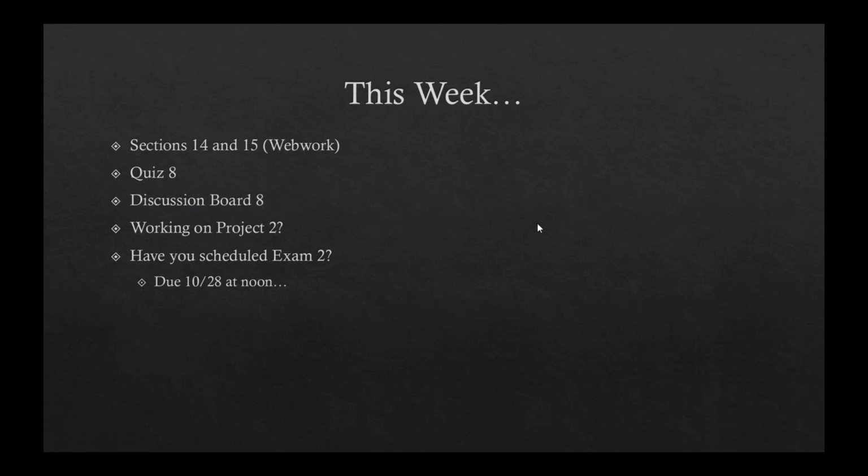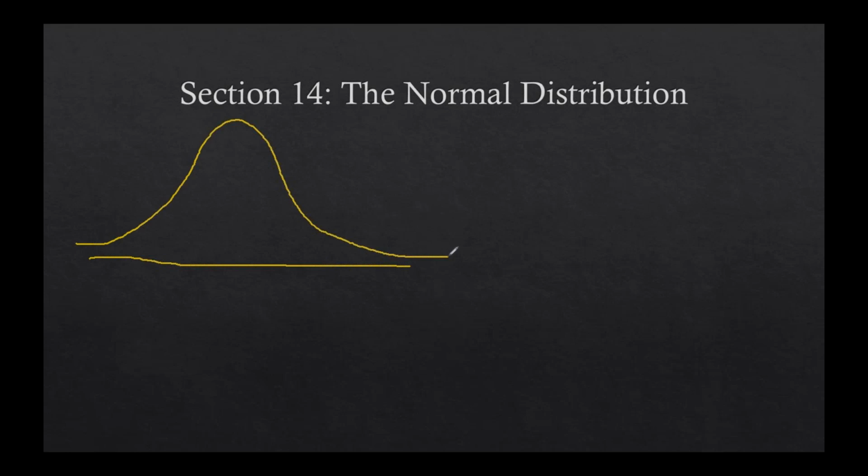Nope. All right. Okay, so section 14, the normal distribution. When we talk about the normal distribution, we're talking about, basically, a bell-shaped curve. And a normal distribution means that the data all falls underneath here. We call this being normally distributed when it falls in this lovely pattern.